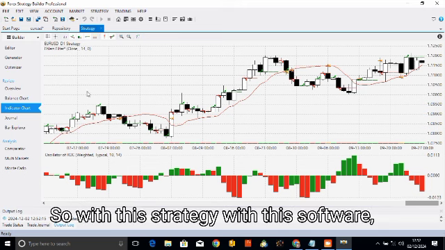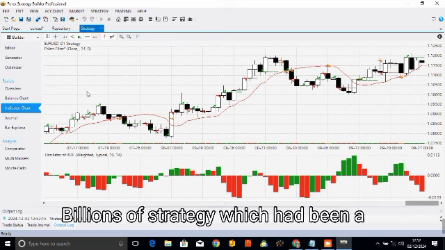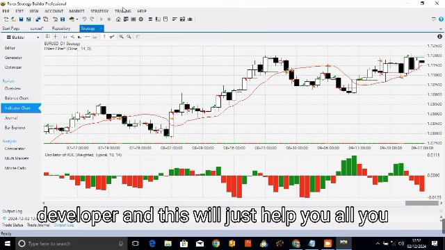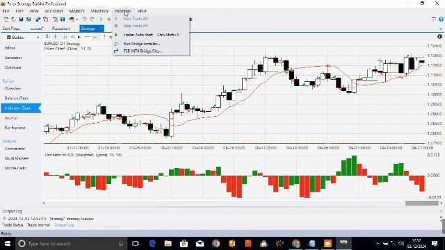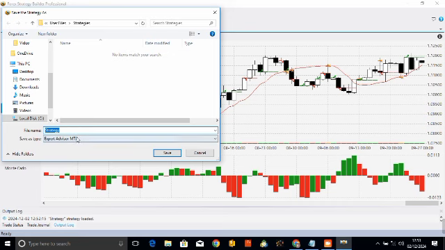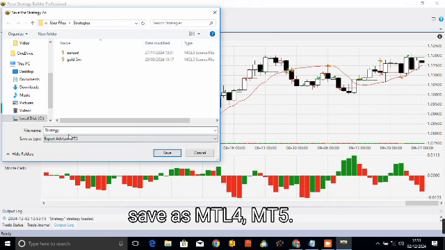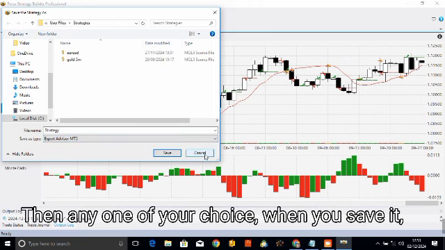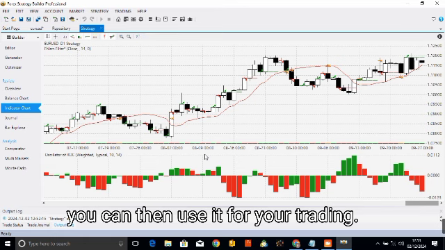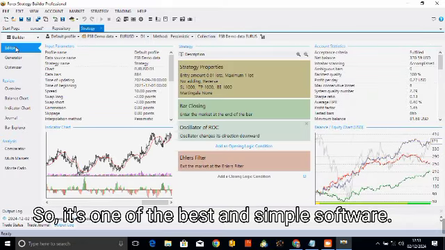So with this software, you can develop billions of strategies without being a developer. All you need is to click on the strategy, click on save as expert advisor. I can decide to save as MT4 or MT5. Then any one of your choice, when you save it, you can then use it for your trading. So it's one of the best and simplest software.